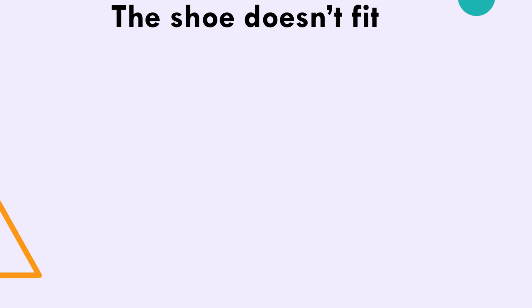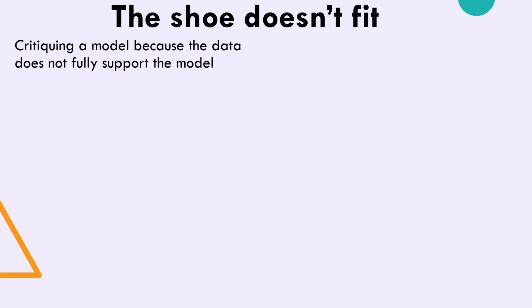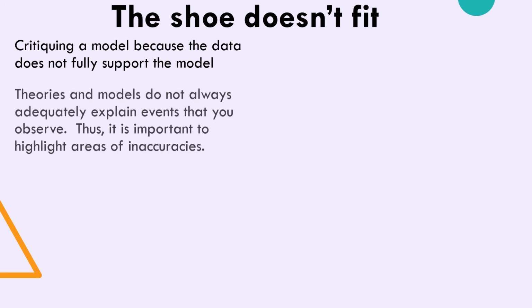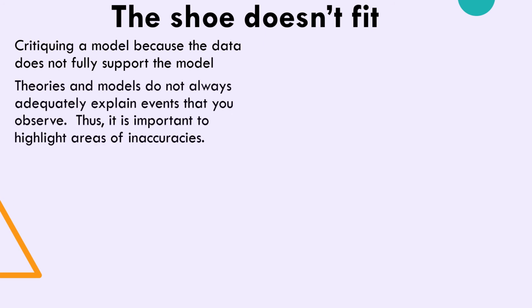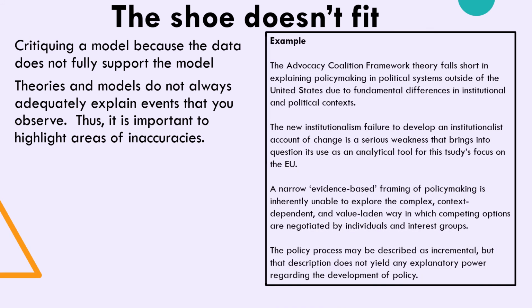The third approach, the shoe doesn't fit. This is when you critique a model because the data does not fully support the model. Theories and models do not always adequately explain events that you observe. Thus, it is important to highlight areas of inaccuracies. Here are some examples.